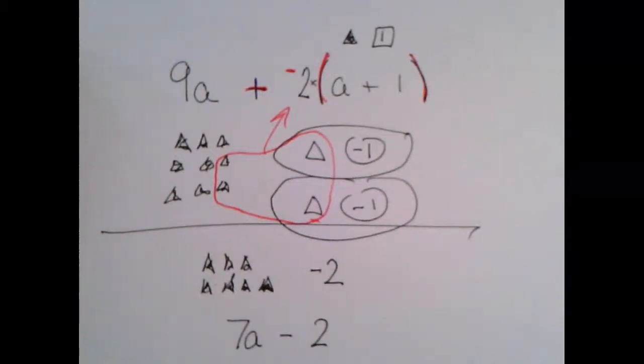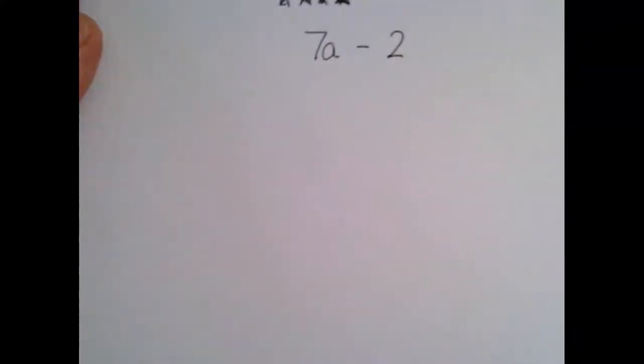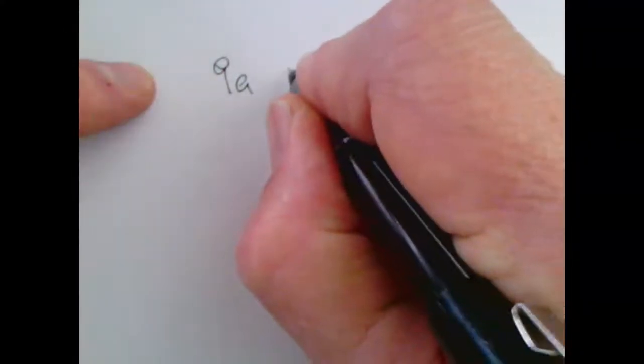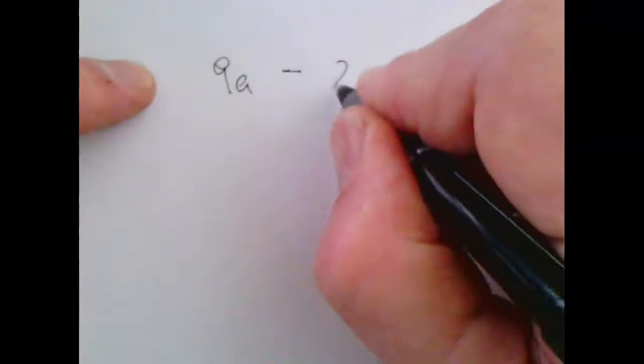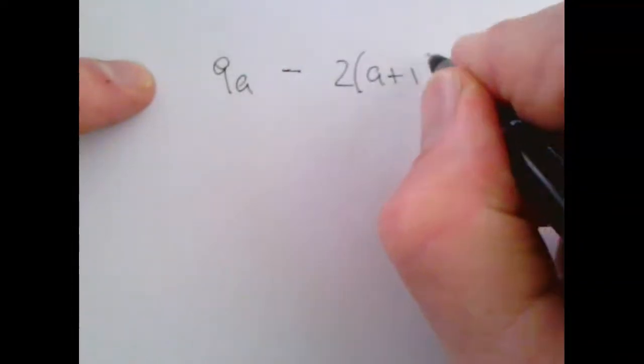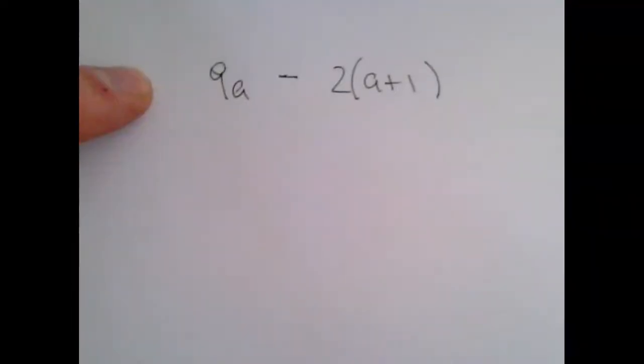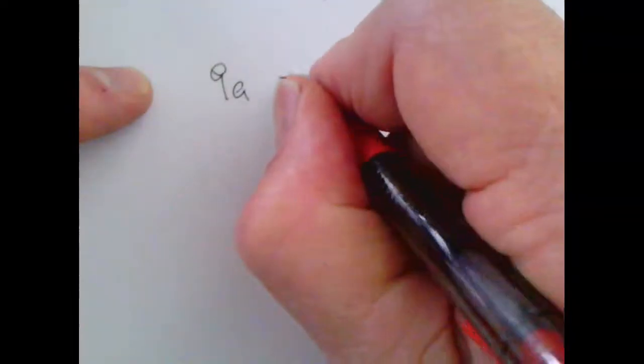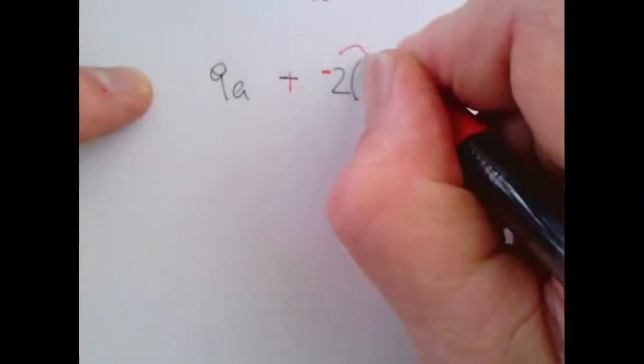Now, I'd love to show you again, what is this problem going to look like if I don't draw pictures, because it might be easier to think that way. So I'm just going to show it again. I'm going to rewrite the problem. 9 a's minus 2 times a plus 1. This is our problem. And again, you're going to need to know that this is a negative 2 being distributed.